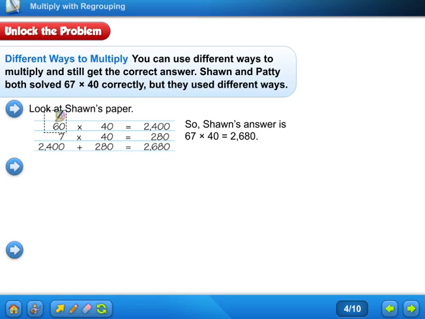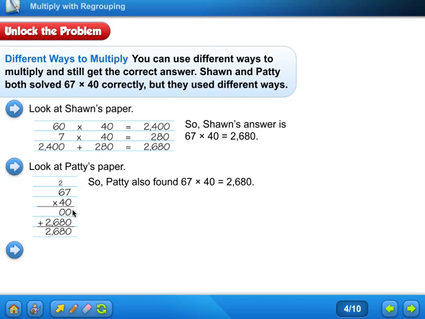So Sean's paper is 60 times 40. He's kind of using the partial product way. And then 7 times 40. 2,400 plus 280 equals 2,680. So that is Sean's answer.